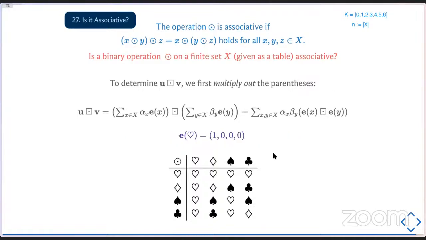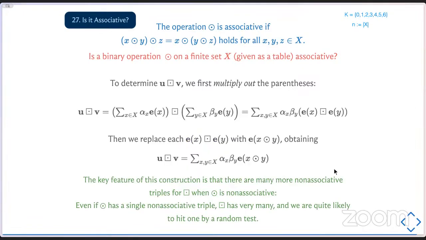So this is going to be my outcome, and in general, this is going to be my definition. Whenever I see E of X box product E of Y, I'm going to define that as E acting on the circle product of X and Y.